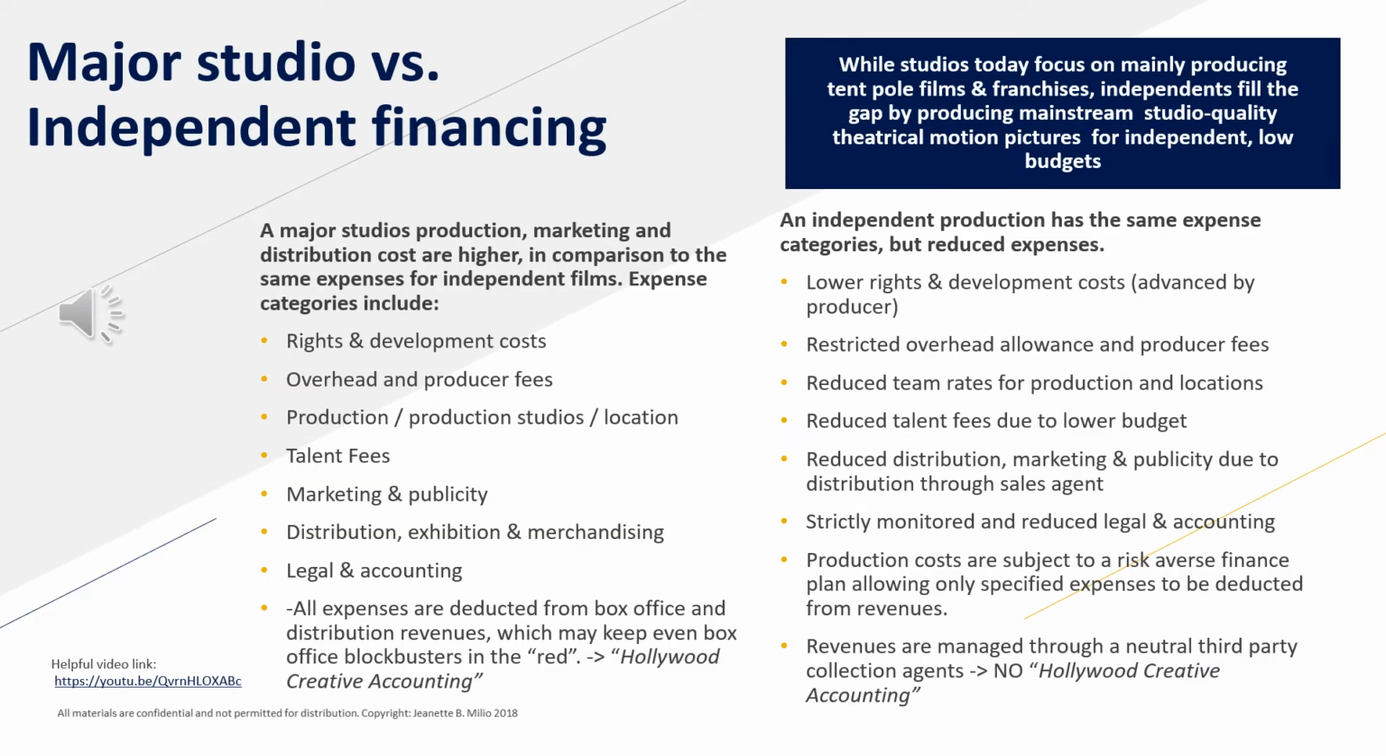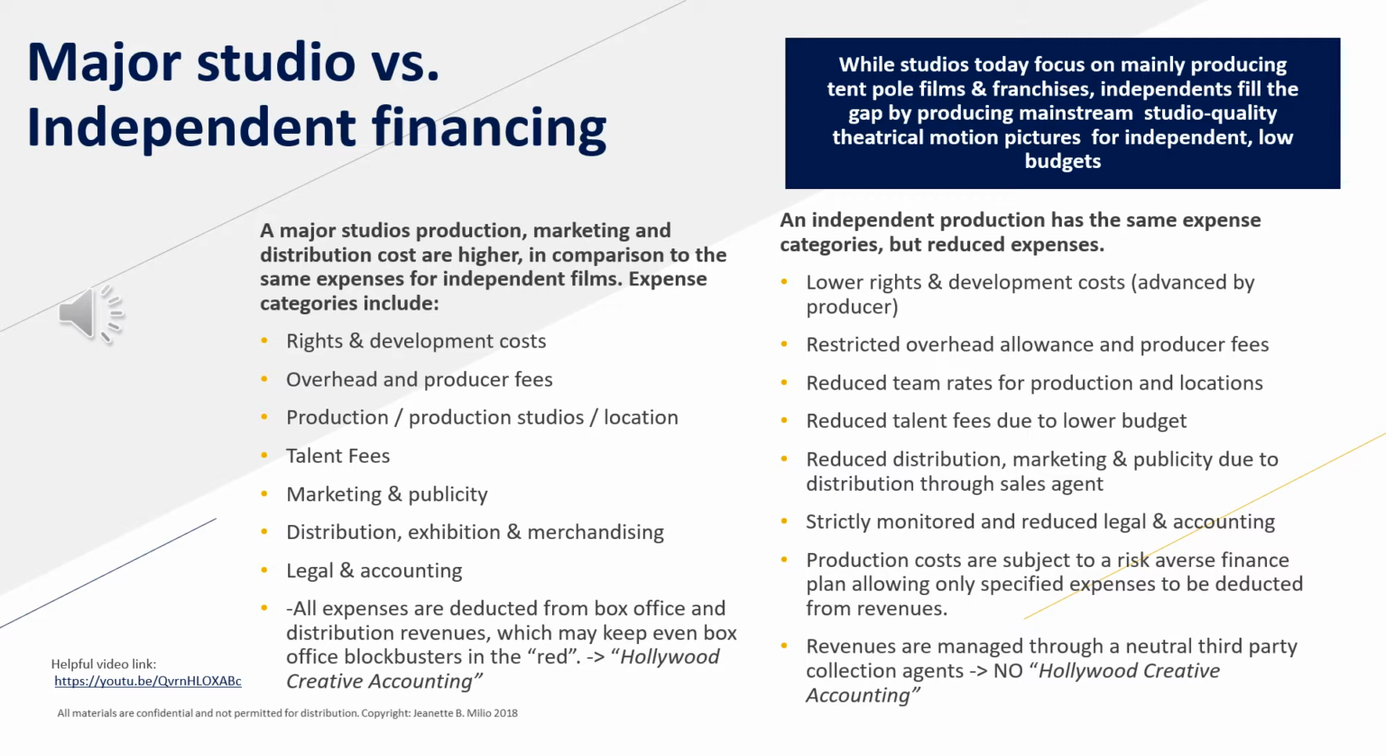When we look at the major differences between the major studio finance system and the independent finance system, the obvious one is that the studios make movies that are much more expensive than the independents do, and that has to do with the fact that their rights, overhead, development, production fees, location fees, talent fees, marketing fees, distribution fees, legal fees, etc., are much higher for a major studio film than they are for an independent film.